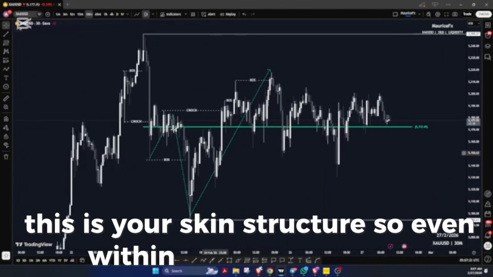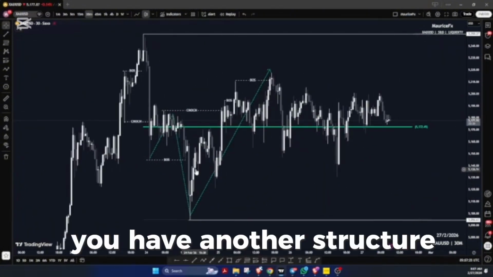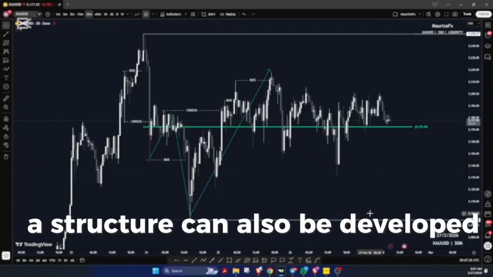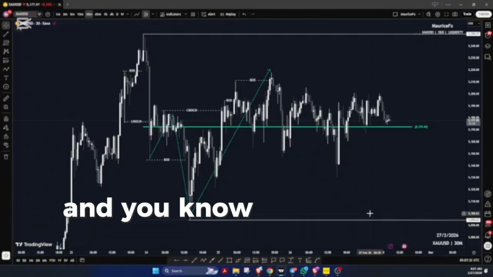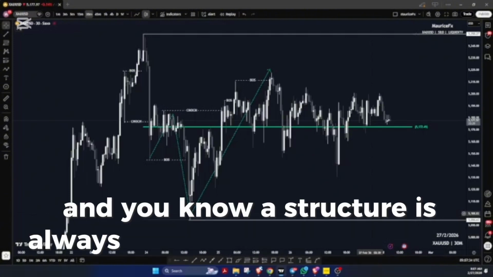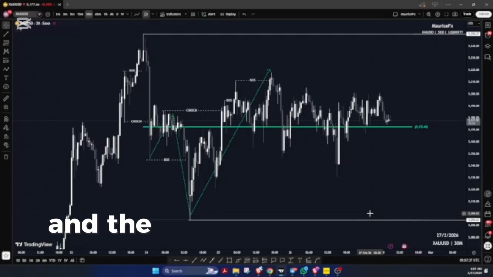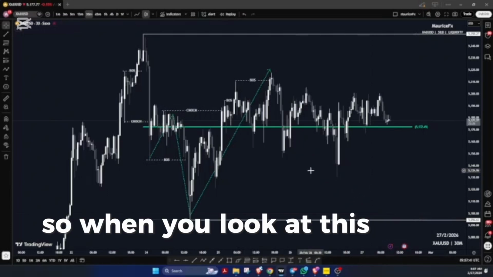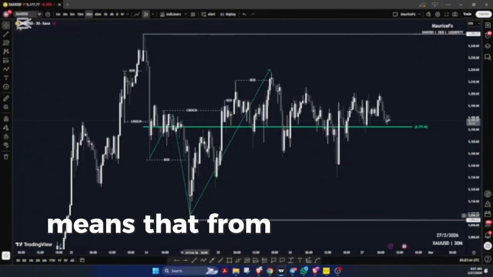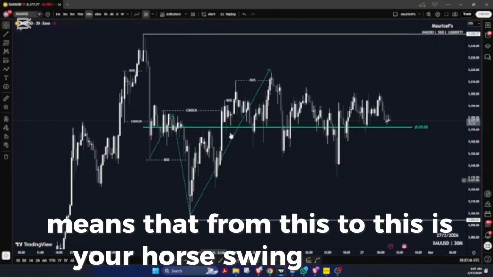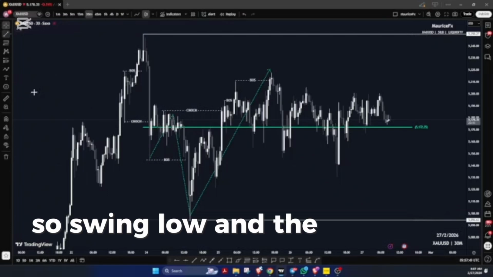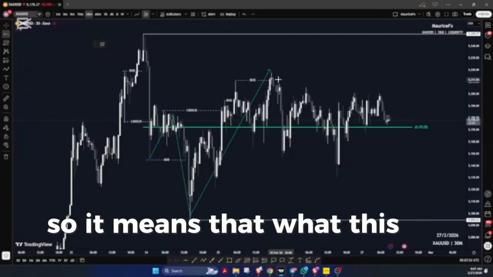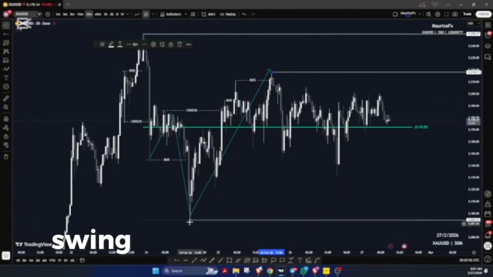So even within another structure, you have another structure. Structure can be developed inside a structure. Guys, a structure can also be developed inside a structure. And a structure is always good to be spotted on the pullback or the minor structure inside. So when you look at this another swing structure, it means that from this to this is your swing structure. So swing low and your swing high. So it means this is our swing high, swing low and a swing high.